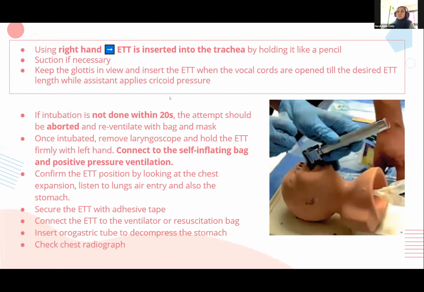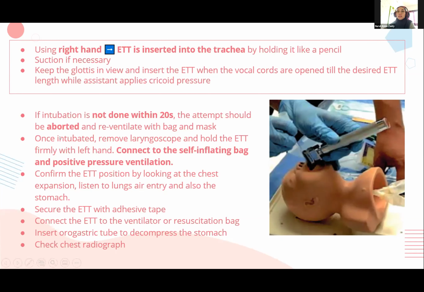Next, just now, you remember, we hold the laryngoscope using the left hand. Now using your right hand, you hold the endotracheal tube and insert it into the trachea. Like in this picture, you can see the clinician is inserting the tube with the right hand. Suction if necessary. Like I mentioned before, if the oropharyngeal secretion is excessive, you can suck it out. Always keep the glottis in view and insert the endotracheal tube along the vocal cords. When it's open, you can insert the ETT until the desired length is reached.